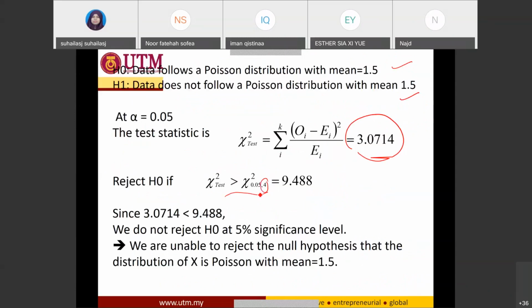Degree of freedom is 4. From your stats table, 9.488. Since your chi-square is less than that, fail to reject H0. That means we accept our H0. We are not able to reject the null hypothesis that the distribution of X is Poisson with mean 1.5. Or you can conclude that there is evidence to indicate that the data follow a Poisson distribution with mean 1.5, since we fail to reject H0 at 5% significance level. So that is what we call the goodness of fit test.